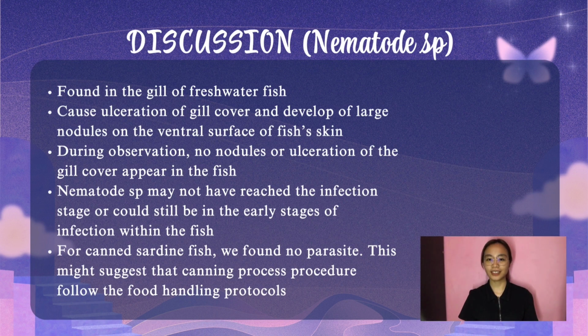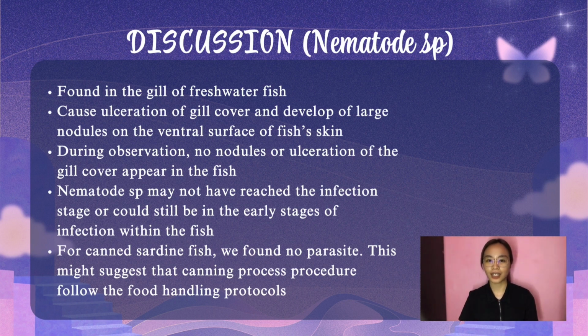We move to the next discussion. During the observation, we found a nematode species on the freshwater fish, which inhabits the gill of the fish. Based on our research, this parasite can cause two things, which are ulceration of the gill cover, and the development of large nodules on the ventral surface of the fish skin. However, we did not notice any nodules or ulceration of the gill cover in the fish. This absence of visible symptoms suggests that the nematode species may not have reached the infection stage or could still be in the early stage of infection within the fish.